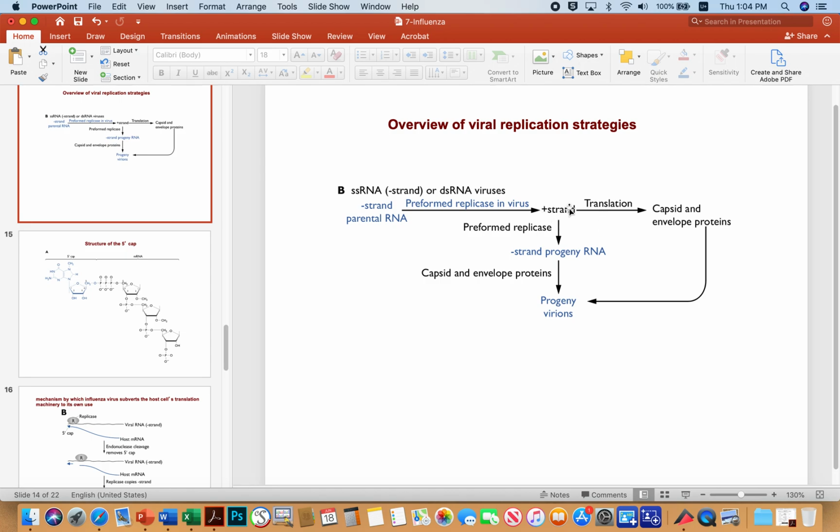This plus strand of RNA is basically messenger RNA that can be translated into capsid and envelope proteins. The plus strand of RNA is then replicated using the preformed viral replicase into a minus strand. And then that minus strand is actually genomes. And so those genomes and these capsid and envelope proteins together can make more progeny.